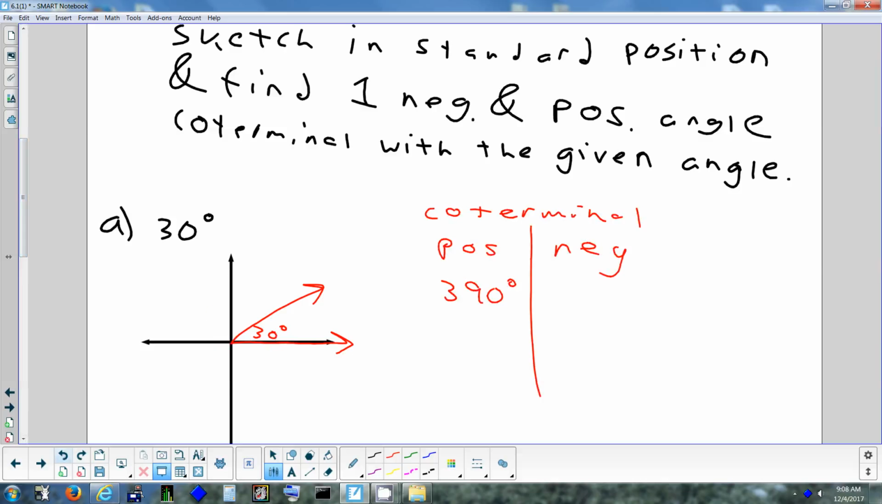Okay, so 390. And what about a negative angle? Yeah? Negative 330. Negative 330. Again, you could indicate that by having the spiral go the other way. That's a negative 330 degree angle. Any questions on that?